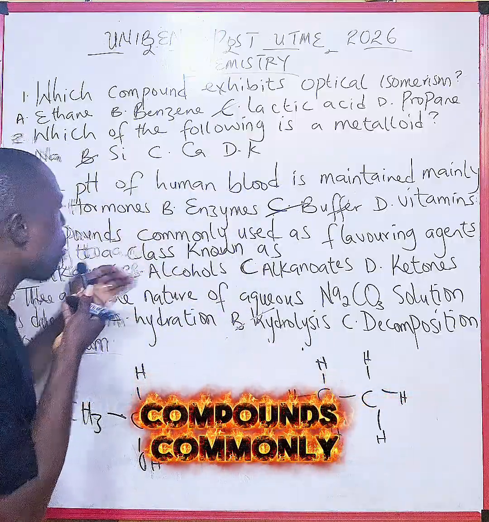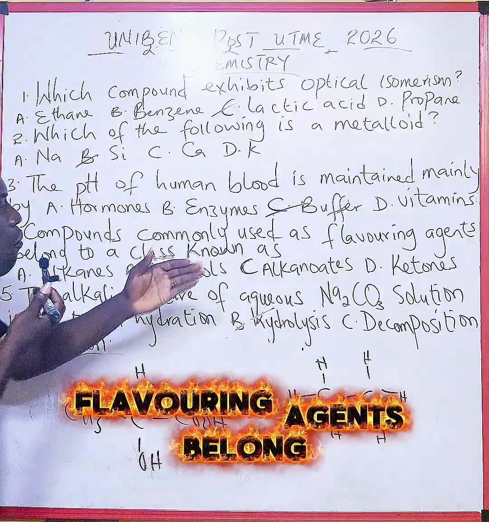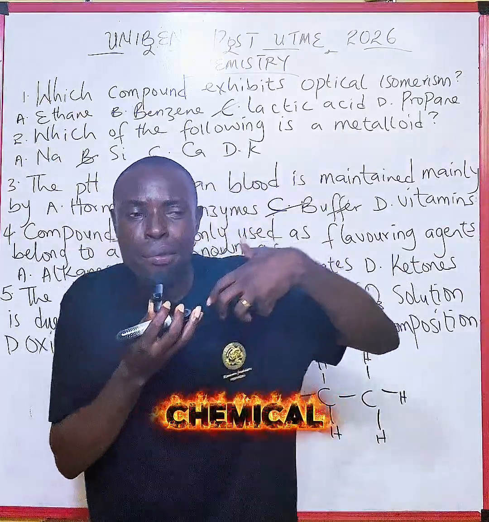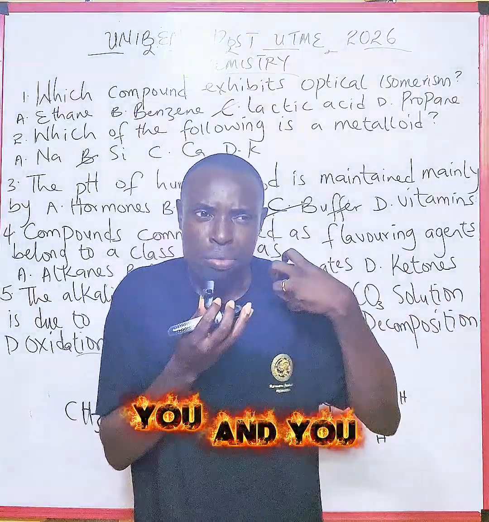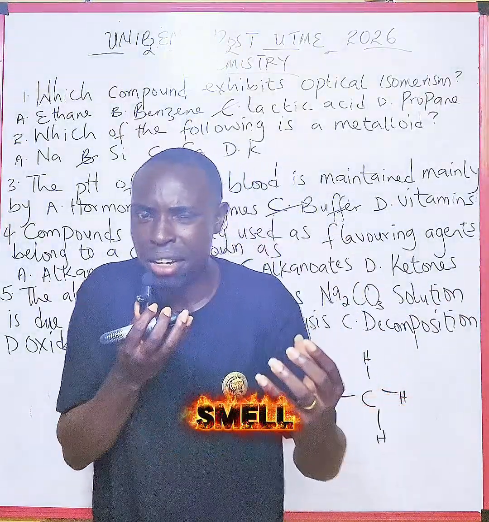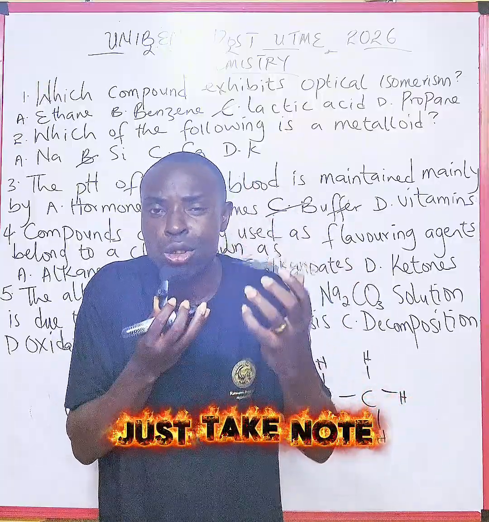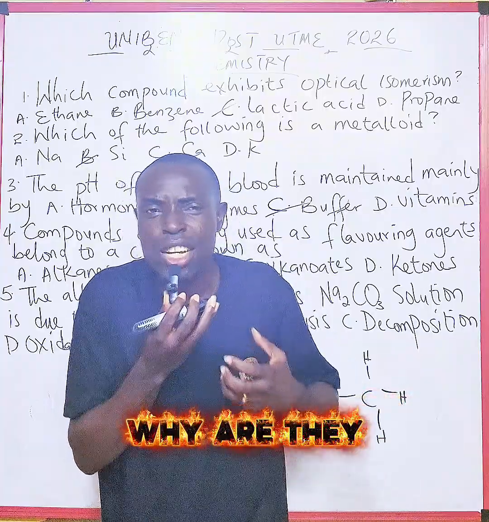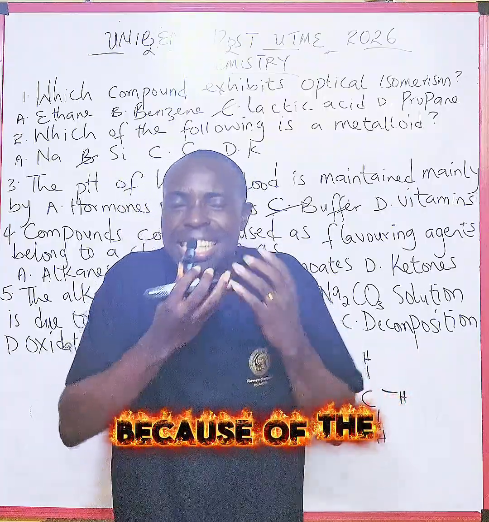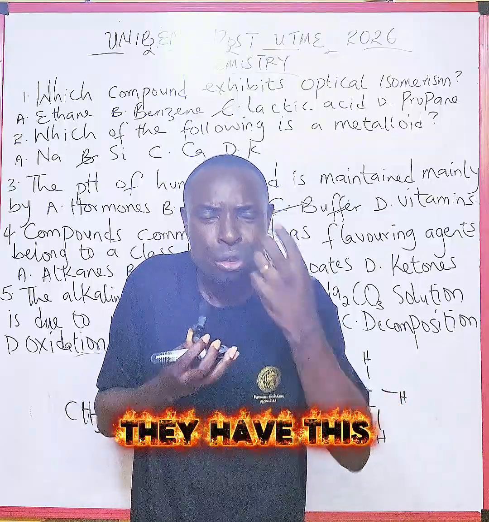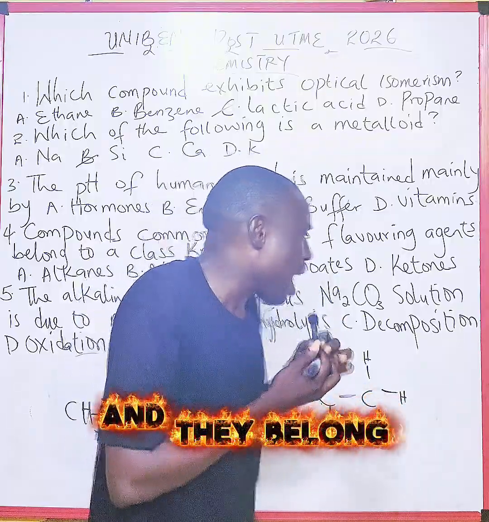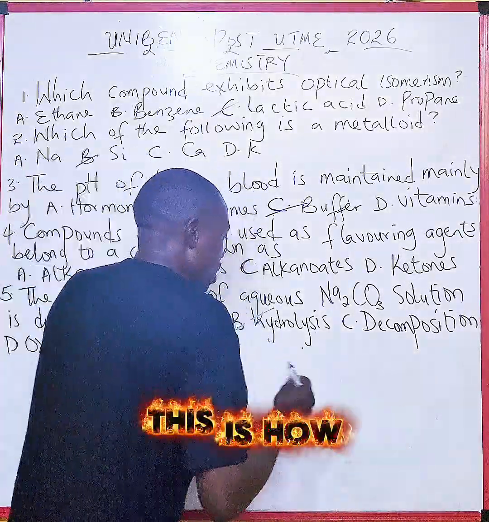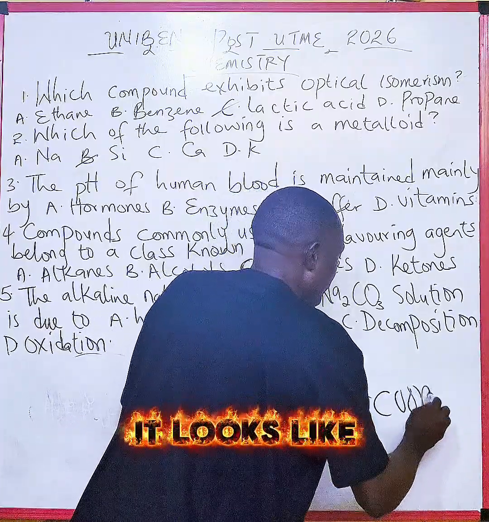Number 4: compounds commonly used as flavoring agents belong to a class known as what? When you have the word flavoring, imagine entering a chemistry lab and perceiving this fruity smell, this flavory smell. Just take note of what we call esters. Esters are also called alkanoates. Why? Because of the class they belong to. They have this nice fruity smell, and they have the general formula ROCOR', this is how it looks.